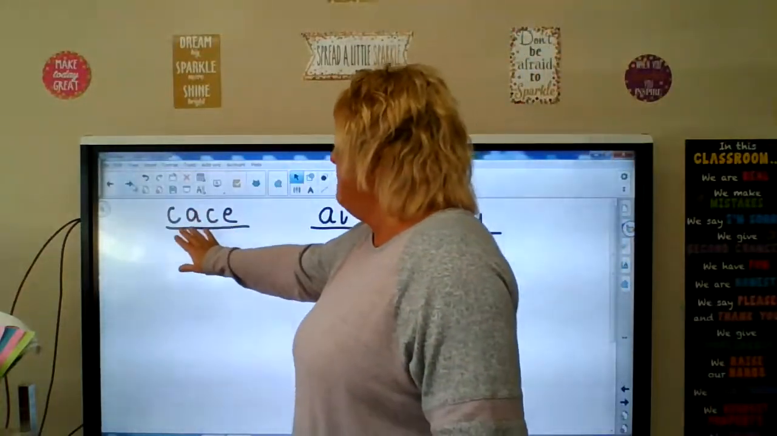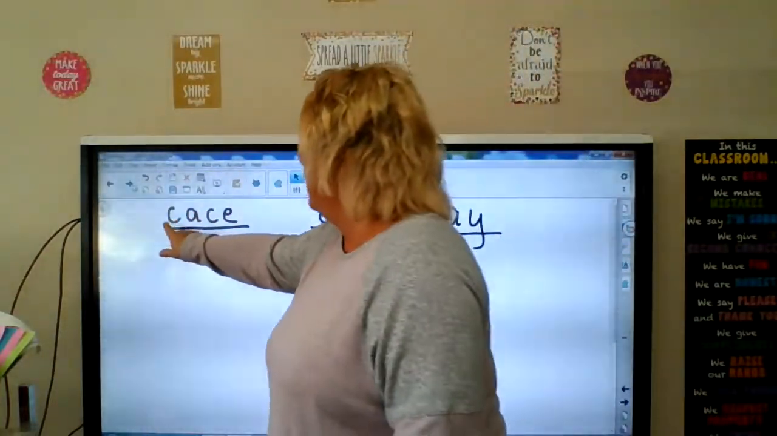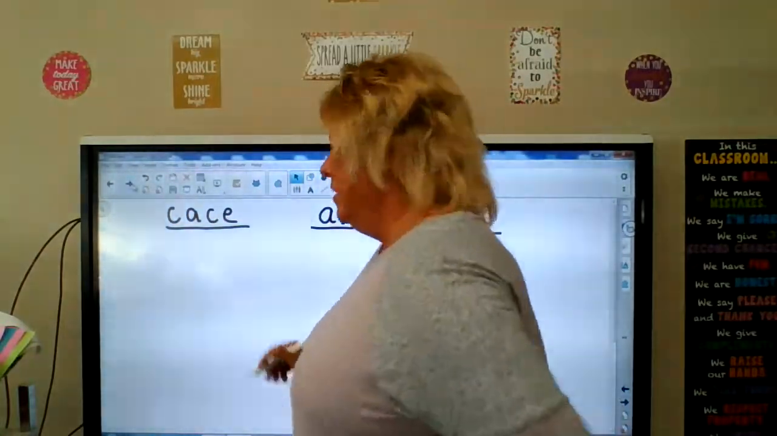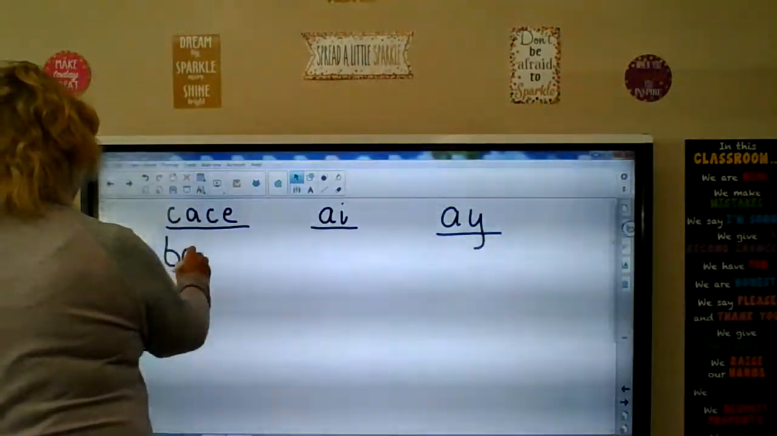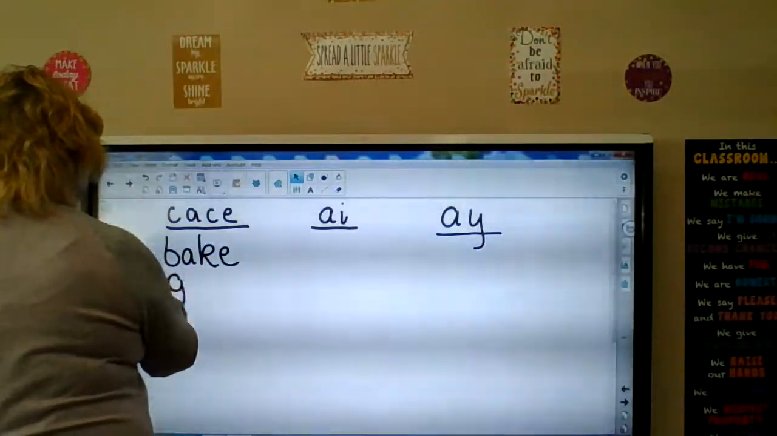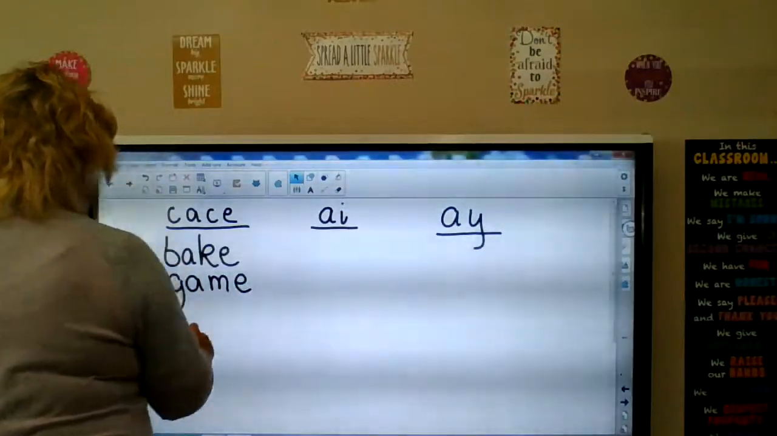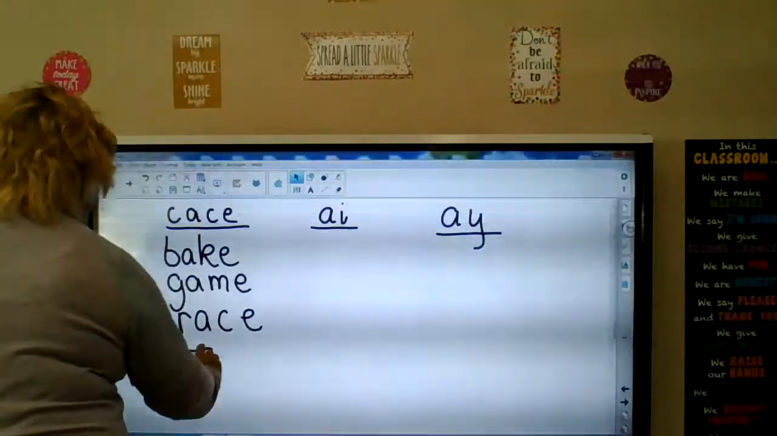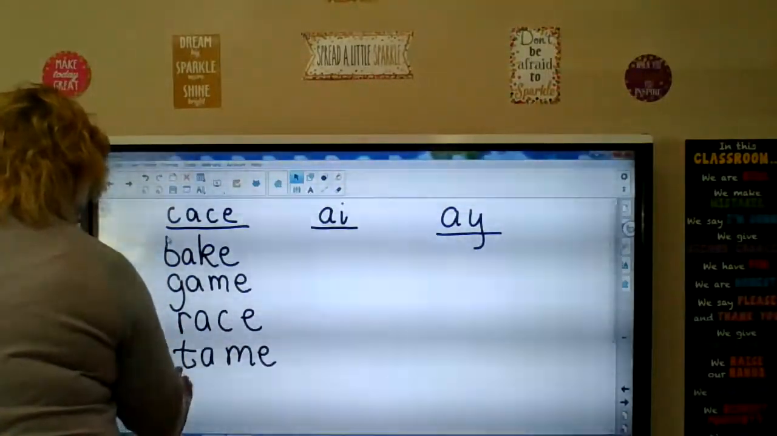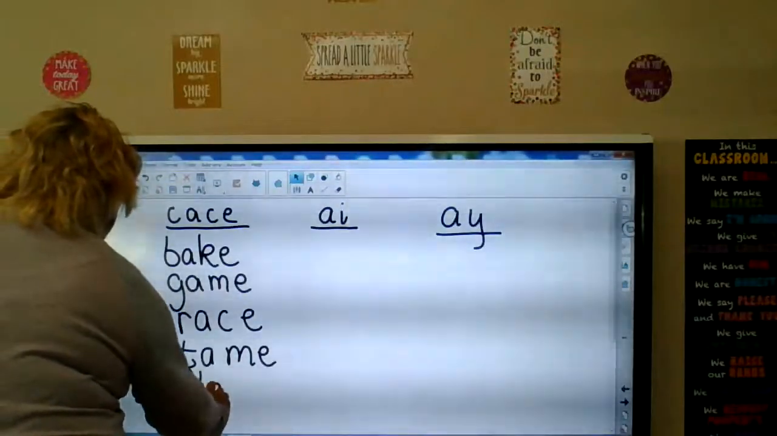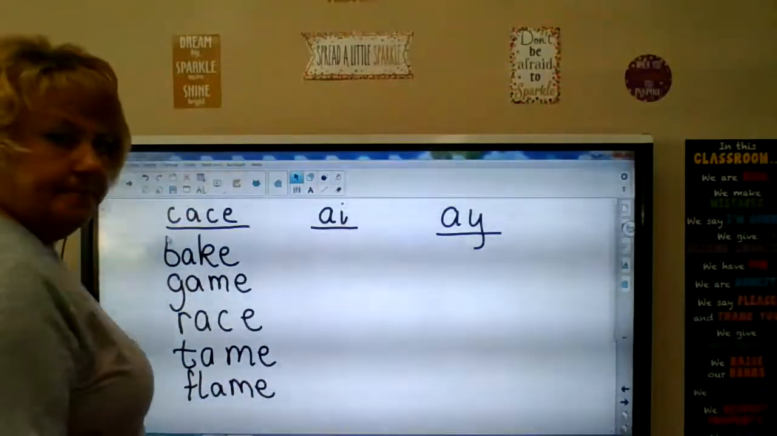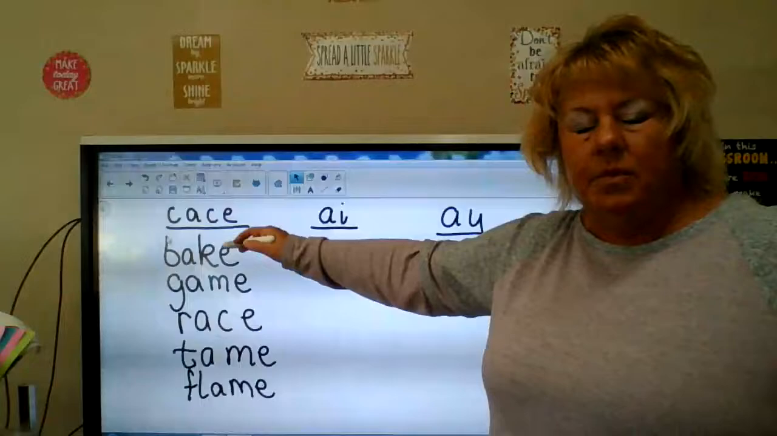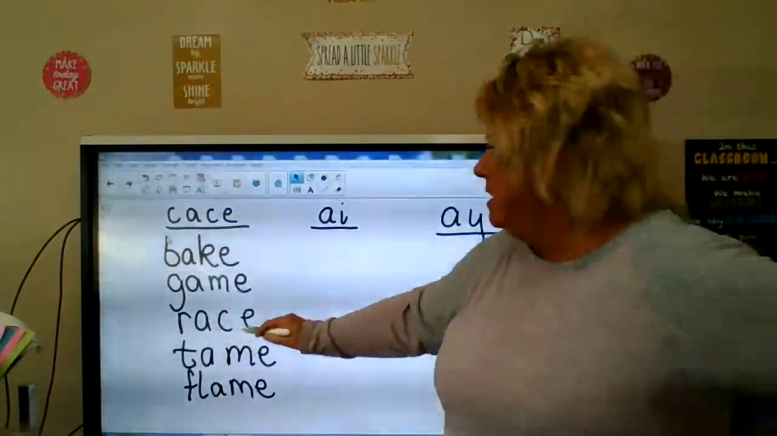We already know we can make a long A word with a consonant A, consonant E, or magic E. So we could have bake, game, race, tame, flame. I can add a blend in there. This is one pattern to help us that we can use to make long A.